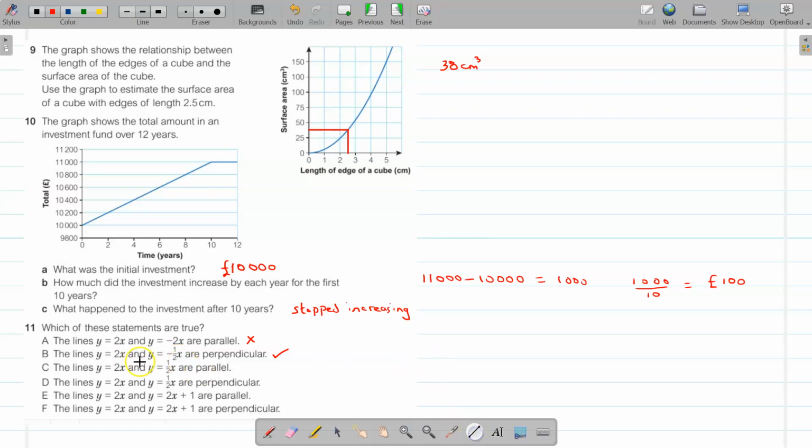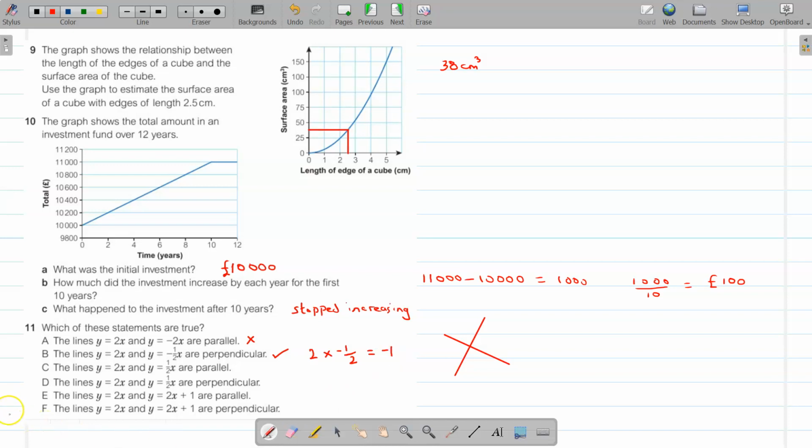Basically, one of those lines has a gradient of 2, okay, which is about that. The other has a gradient of -1/2, which is about that. They're at 90 degrees to each other. Okay, the other way of showing it is that if you multiply the two gradients together and the answer is -1, then it means that one is the negative reciprocal of the other and they are perpendicular.